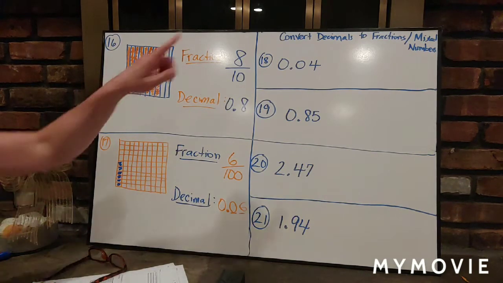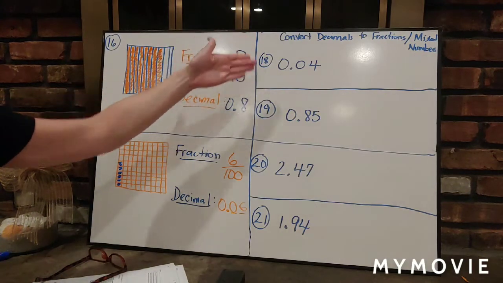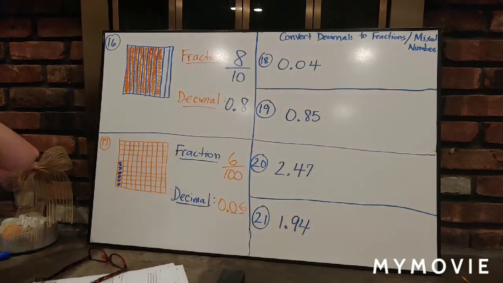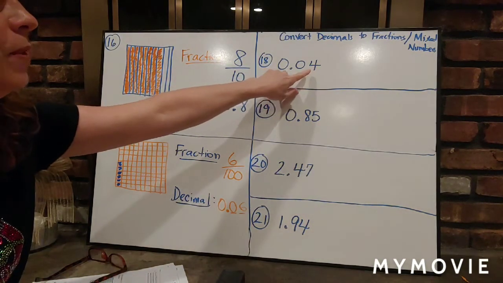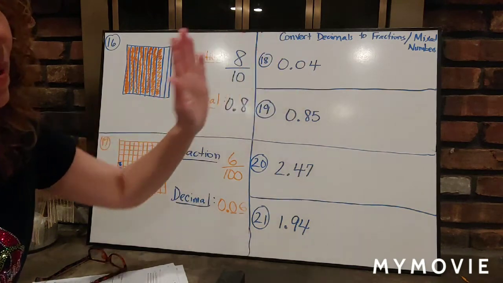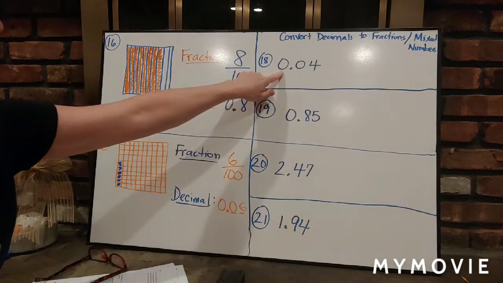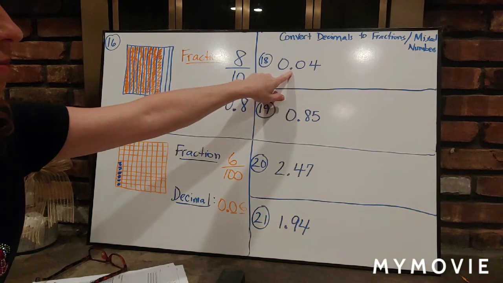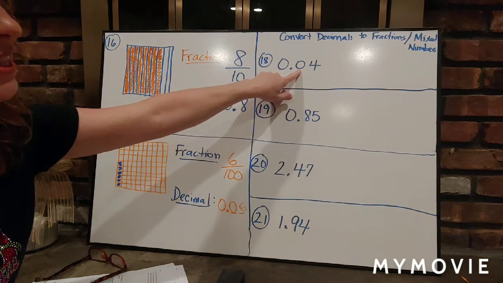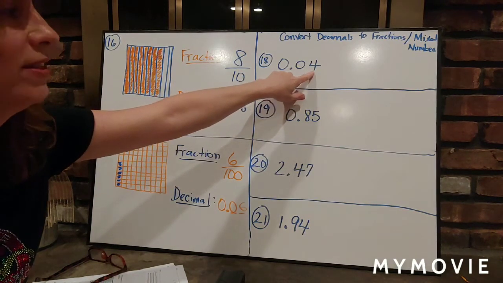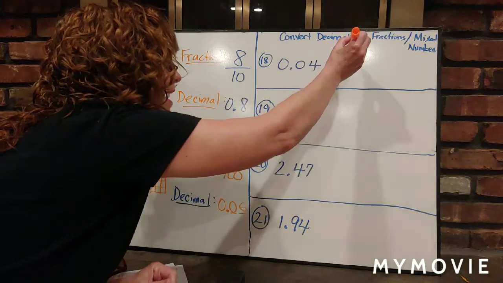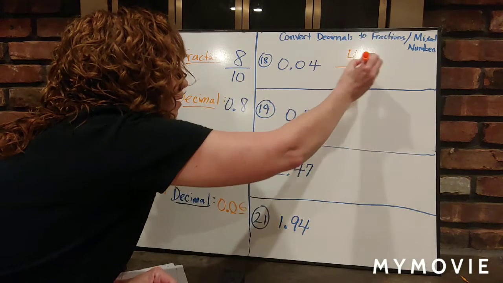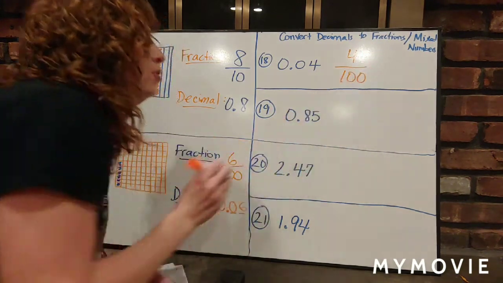Alrighty, let's look at number 18. Actually, 18, 19, 20, 21 have all the same directions. Convert decimals to fractions or a mixed number. So we're going to say this decimal. 4, and now we remember, let's review what our columns are. This is the ones column. This is our decimal point. This is our tenths column, and this is our hundredths column. So it's 4 hundredths. So we're going to write that. 4 hundredths.